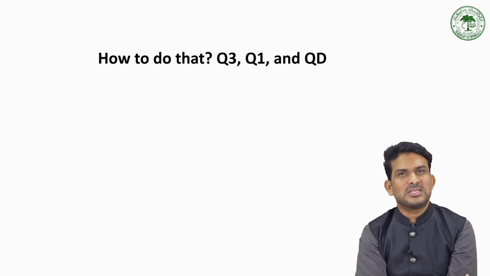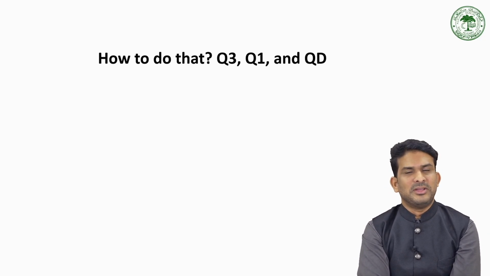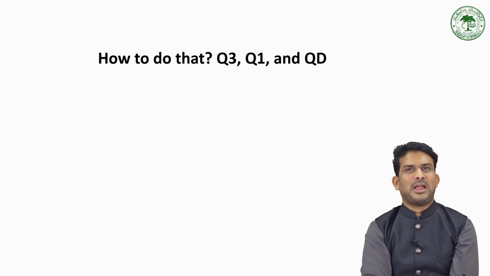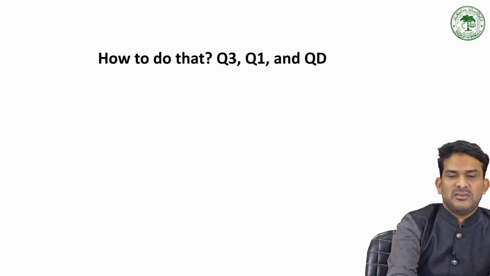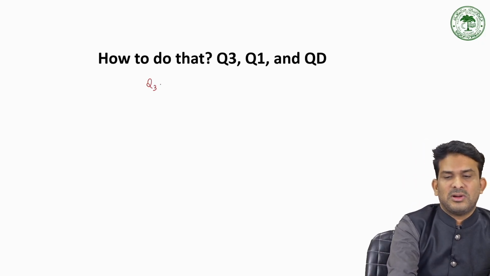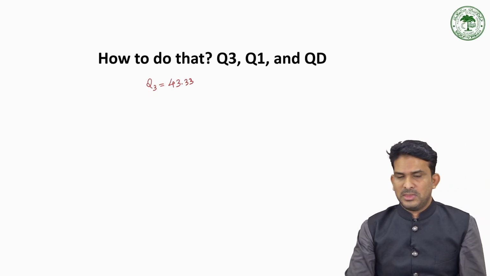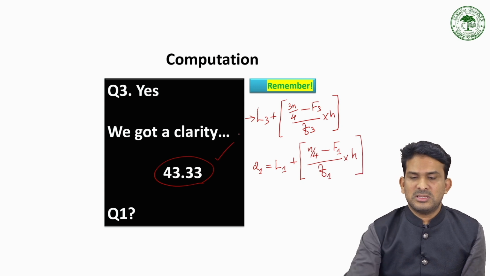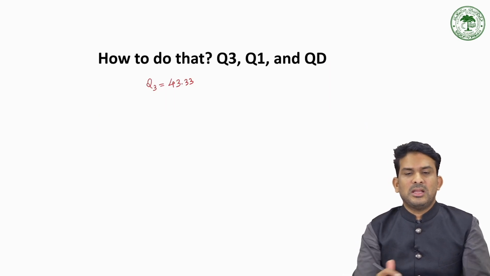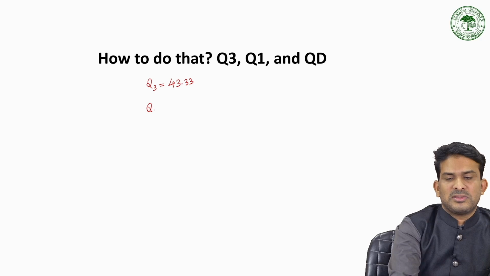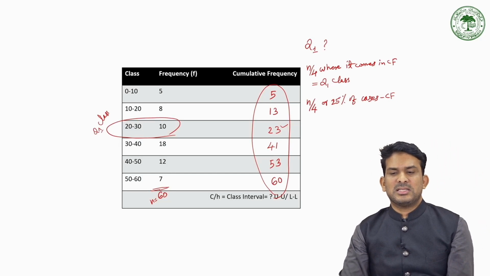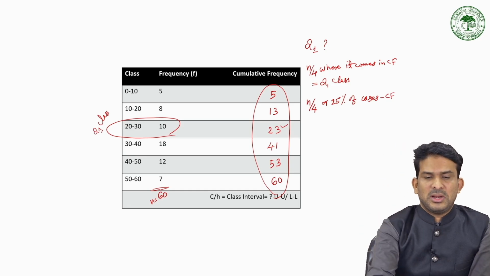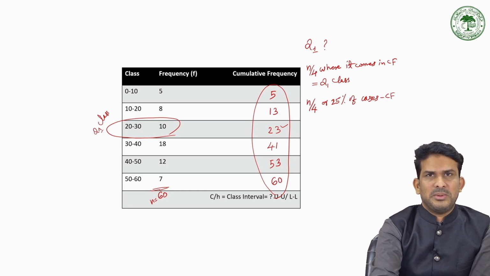Let me come to this slide, and we have to identify Q3, Q1 and quartile deviation all together. So the first calculation we just had is Q3. What is the value of Q3? We got 43.33. Let me confirm. Yes, this value is 43.33. Now we have to go for Q1. We have selected various things of Q1. Now we are identifying what is L1. This is the Q1 class. So what is L1? Exact lower limit is 20.